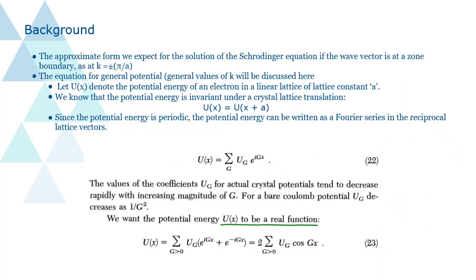Let U of x denote the potential energy of an electron in a linear lattice of lattice constant a. We know that the potential energy is invariant under a crystal lattice translation. U of x is equal to U of x plus a. Hence the potential energy can be written as a Fourier series in the reciprocal lattice vectors. U of x is equal to summation over g, Ug exponential igx. As U of x is a real function, it can be written as U of x is equal to summation, Ug exponential igx plus Ug exponential minus igx, for positive values of g.